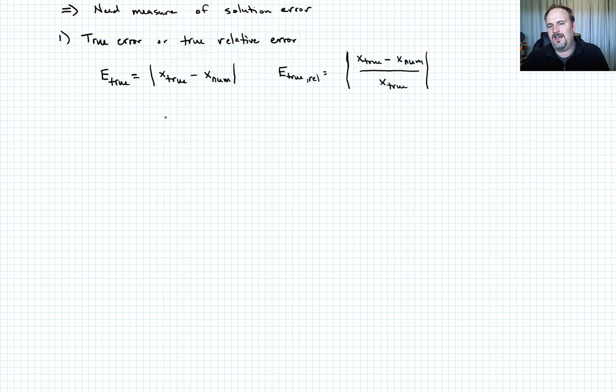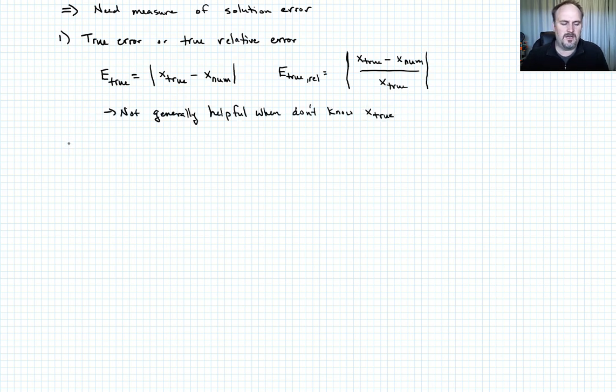So in the context of evaluating methods, this is the approach we might like to try. The problem is if we knew the true solution, we wouldn't need a numerical solution, right? So this is the type of error that you might want to use if you are benchmarking a numerical solution against a known analytic solution. But in general, it's not that helpful because we don't usually know x true.